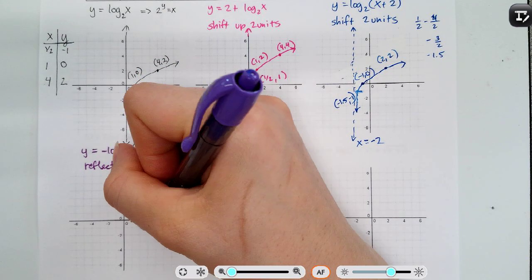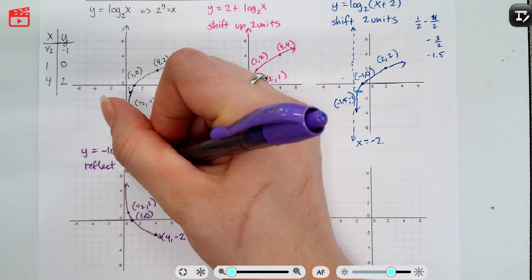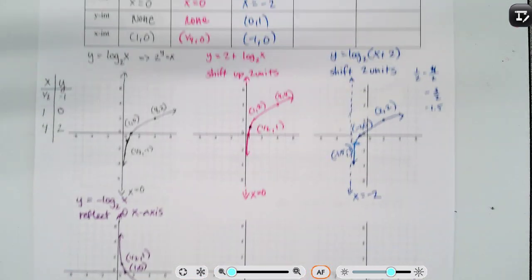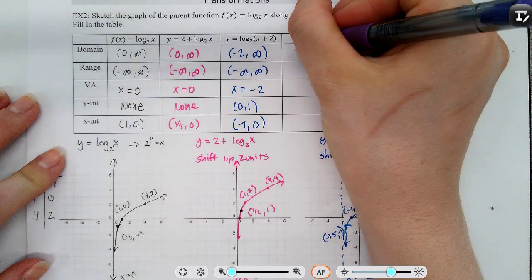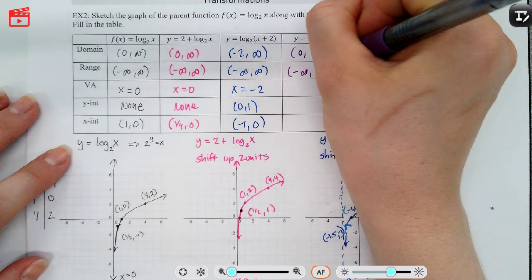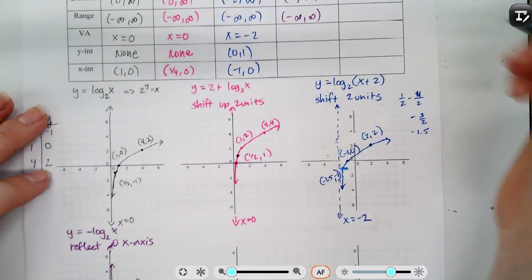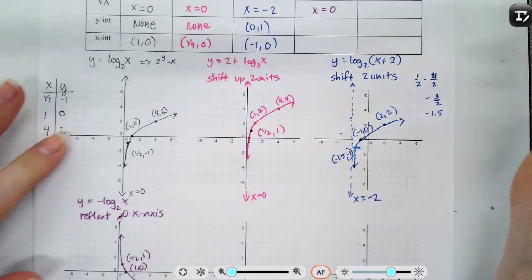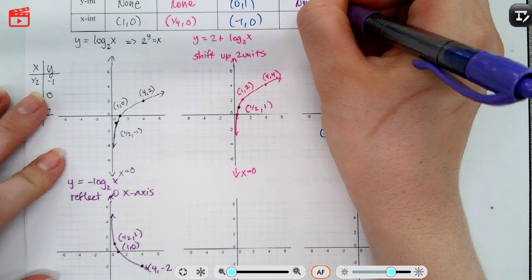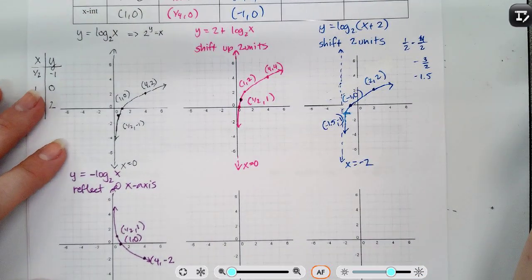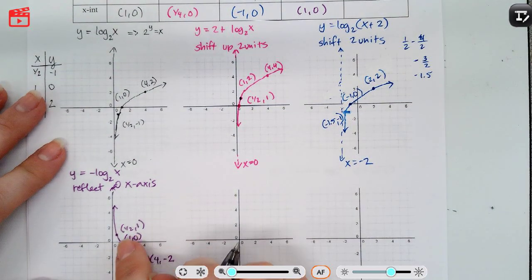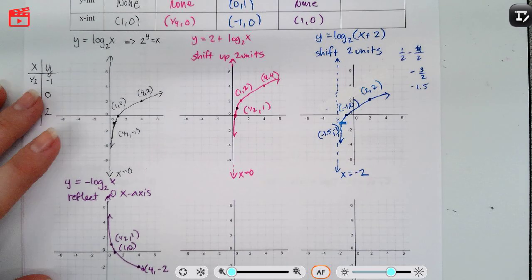Okay, nothing happens to our asymptote. It's still going to be at x equals 0, and there we go. So, what is the domain? 0 to infinity, range, all real numbers. Vertical asymptote stays the same, we didn't change it. Y-intercept, nope, because we still have that vertical asymptote there. And then our x-intercept, that one did not change, 1, 0. Right there.